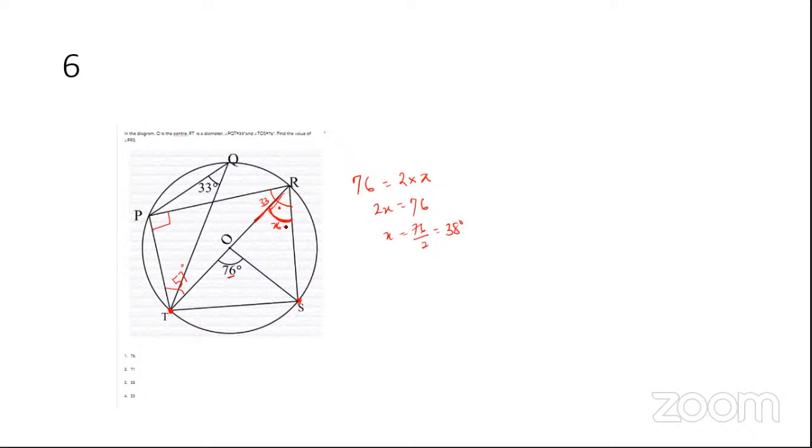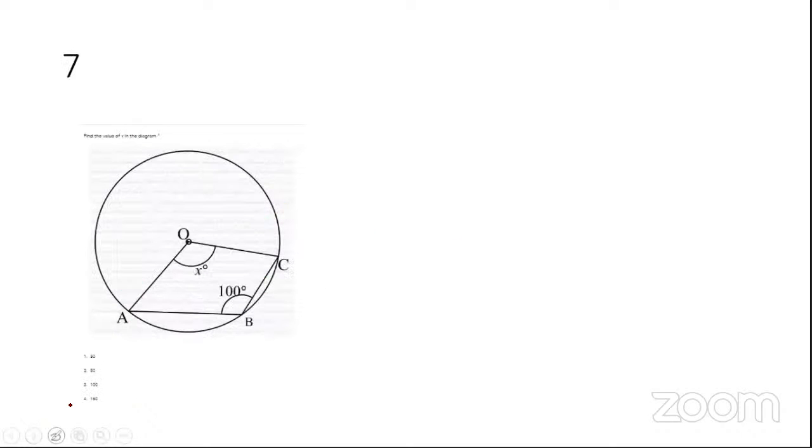So this is 38. But we are now looking for everything. So that would be 33 plus 38, and that is 71. That's the answer to that. So what we just did adds to what we have done before: we discover that this one is the angle at the circumference and this is the center. So that's that. Then this, you want us to find the value of x.